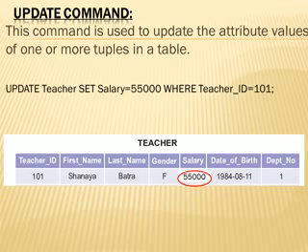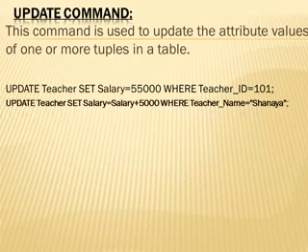The remaining values, if suppose 10 values we have inserted, will remain the same, only the teacher ID 101 will be updated. Now after this command, suppose I am using one more command, update teacher set salary is equal to salary plus 5,000, where the teacher name is equal to Shanaya. This is another way of using it also.